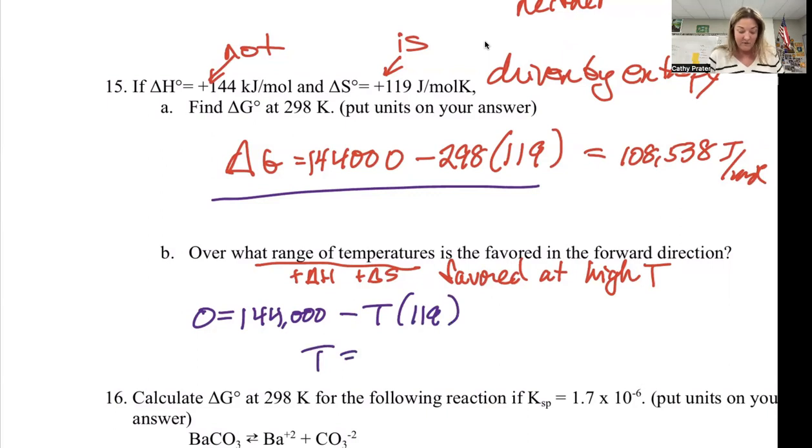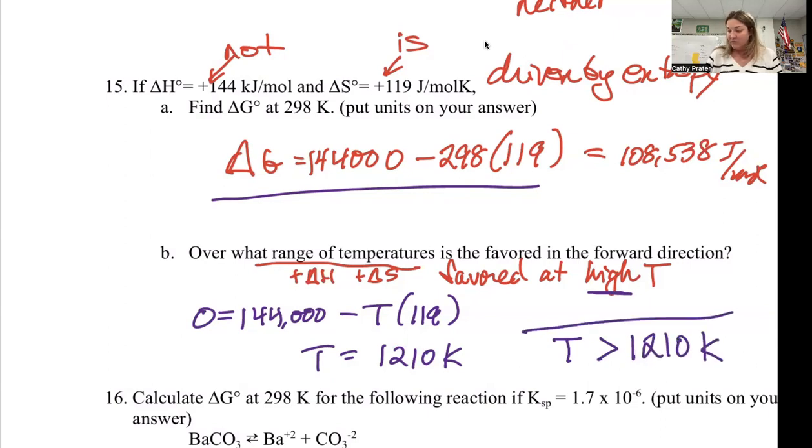So 144,000 divided by 119 tells me that my threshold temperature where this reaction shifts from not favorable to favorable is at 1210 Kelvin. Because it is favored at high temperatures, it would be when the temperature is greater than 1210 Kelvin that would be the range of temperatures over which it's favorable.